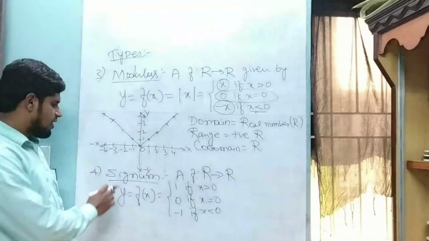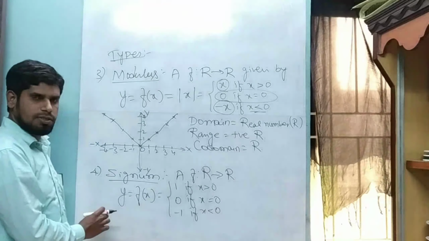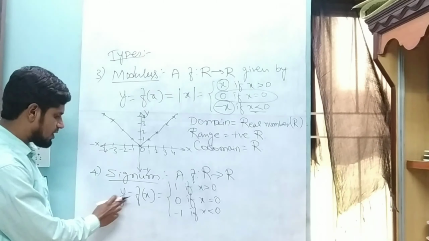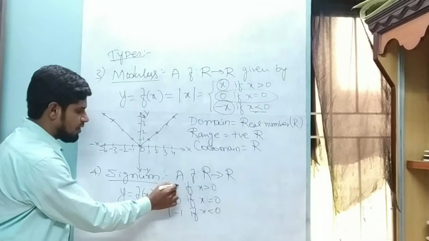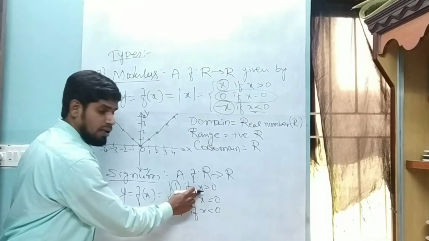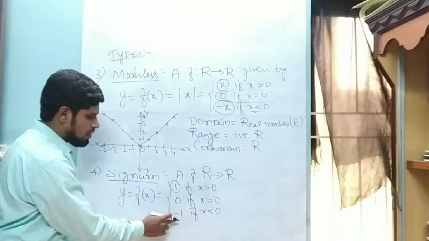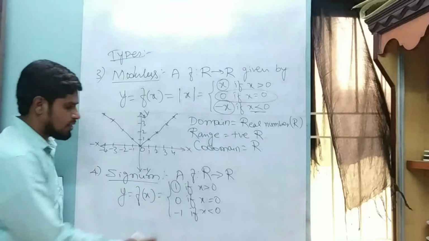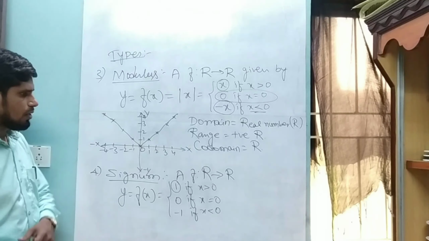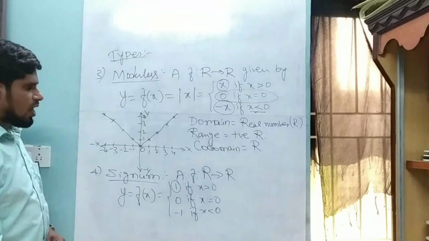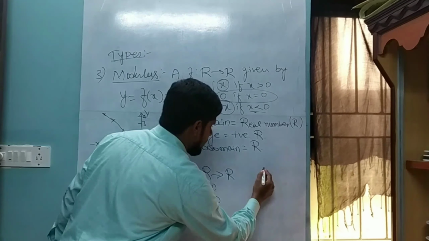So student, this is the definition of the signum function. That is, a function f from R to R is said to be a signum function defined by y is equal to f of x, and that should be equal to 1, 0, minus 1. 1 will come only for values greater than 0. 0 when x is equal to 0, minus 1 for values less than 0. When x is negative, then the function is minus 1. Okay. Let us see the graph of this. How can we draw the graph with this function? You can write the graph here.